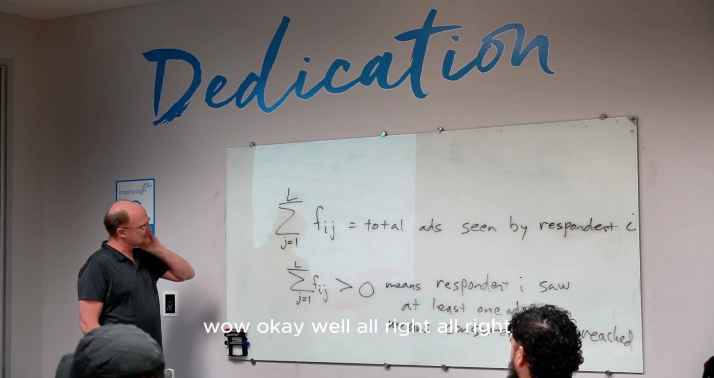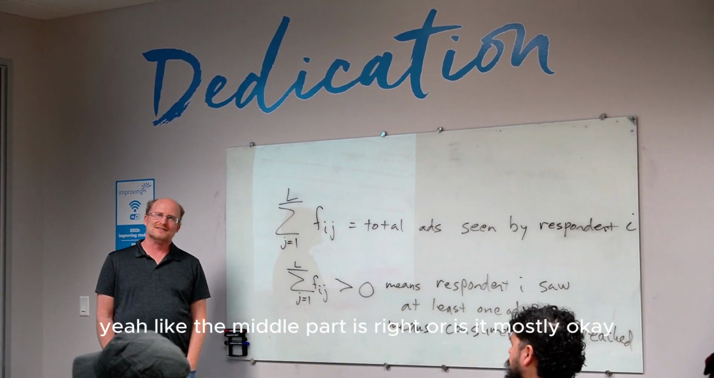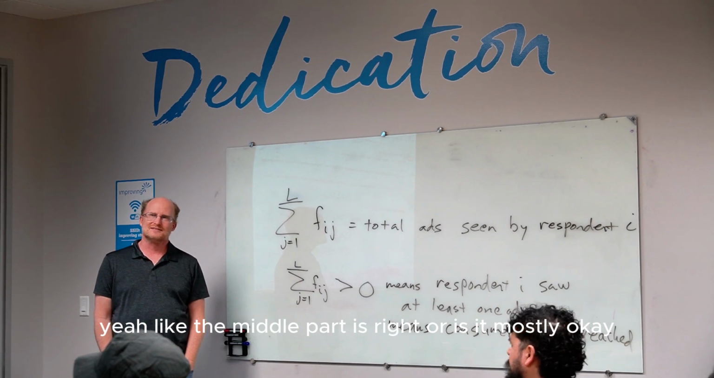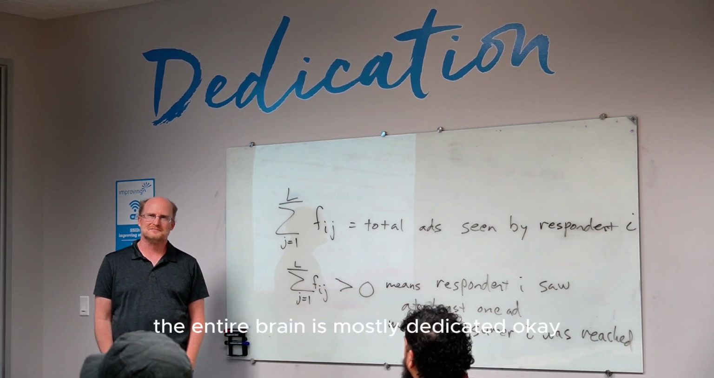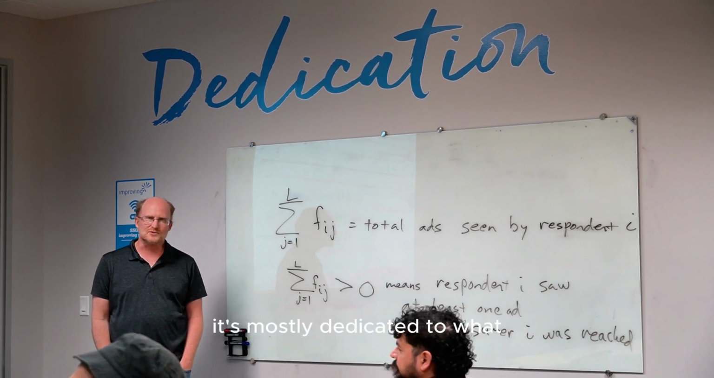Wow. Okay. Well, all right. Most of your brain is dedicated to vision. Like the visual cortex, right? Or is it most of it? Not just vision, but the entire brain is mostly dedicated to vision. Okay. It's mostly dedicated to what? Visual processing.